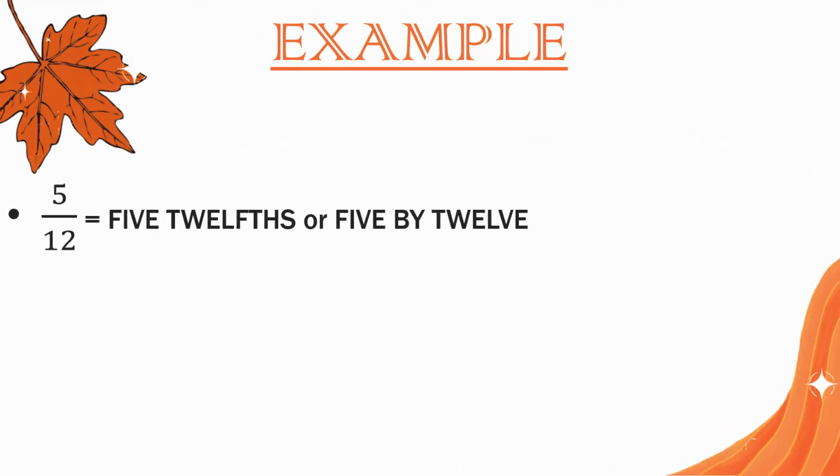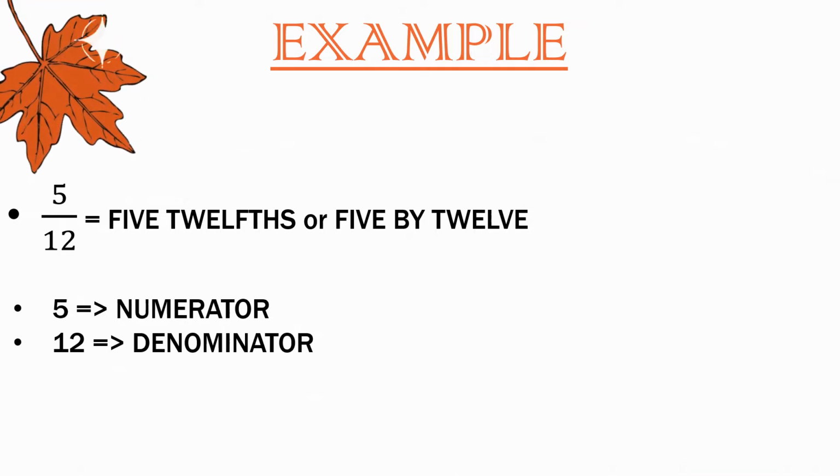Example: 5 by 12 is equal to 5 twelfths or 5 by 12. 5 is the numerator while 12 is the denominator.